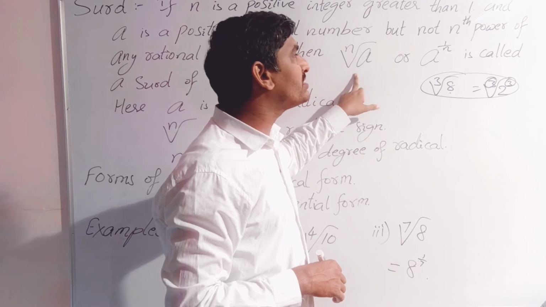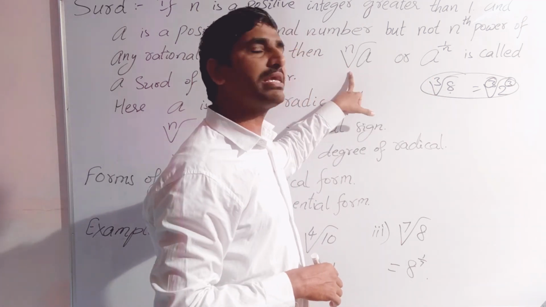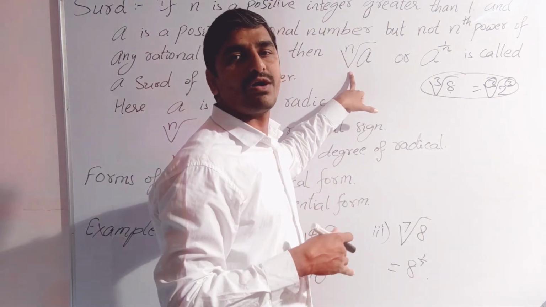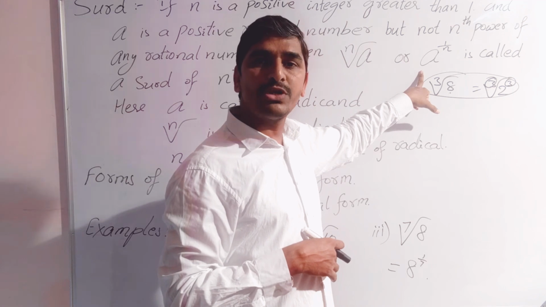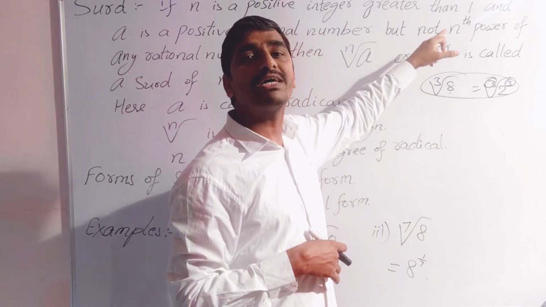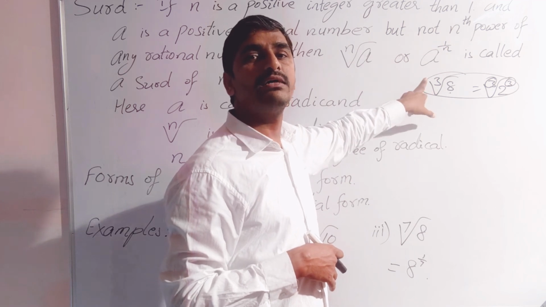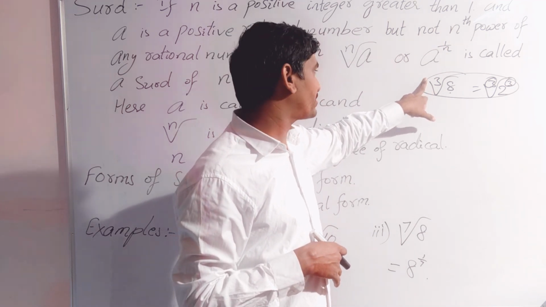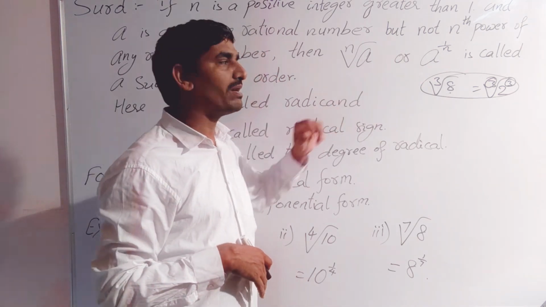See, this is one form, this is the second form. The first form is called radical form. This second form is called exponential form, because a power is written to the base. So powers are taken here; those are called exponential forms. This is a radical form. This is an exponential form.